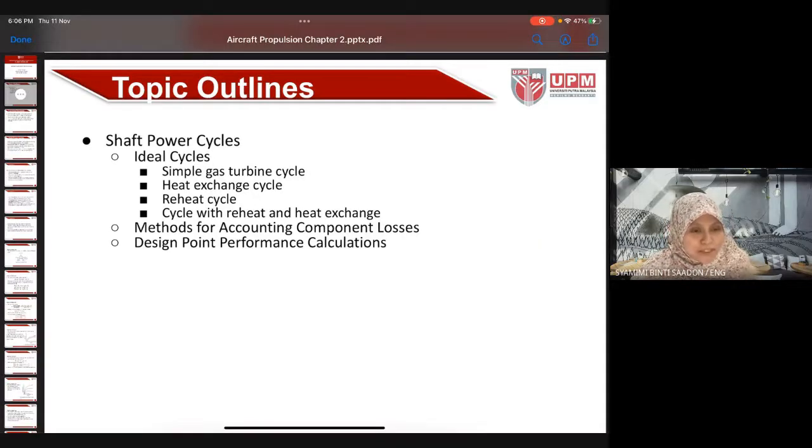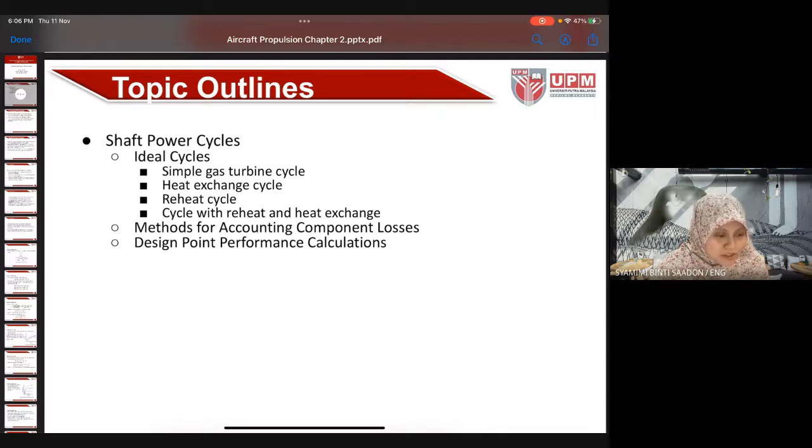There will be three main focuses, and then of course there are some subtopics. The first one is about ideal cycles. I will introduce the ideal cycles of gas turbine engines for power plants and for aircraft, and the different types of modified cycle. We have a basic cycle, or simple gas turbine cycle, with its main components, and some modified cycles with an extra heat exchanger, reheat, intercooling, etc.